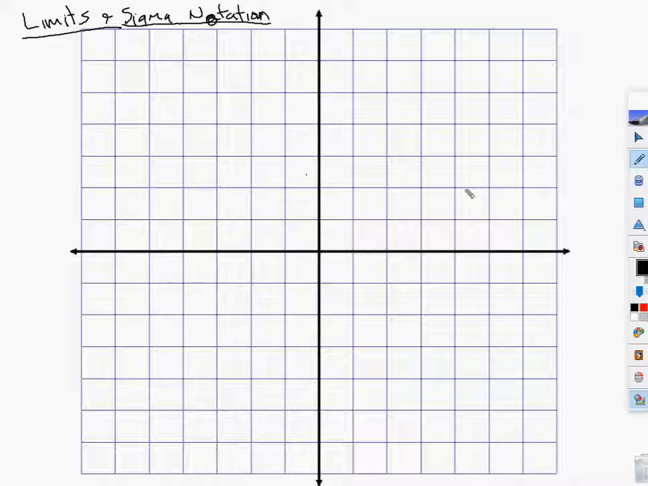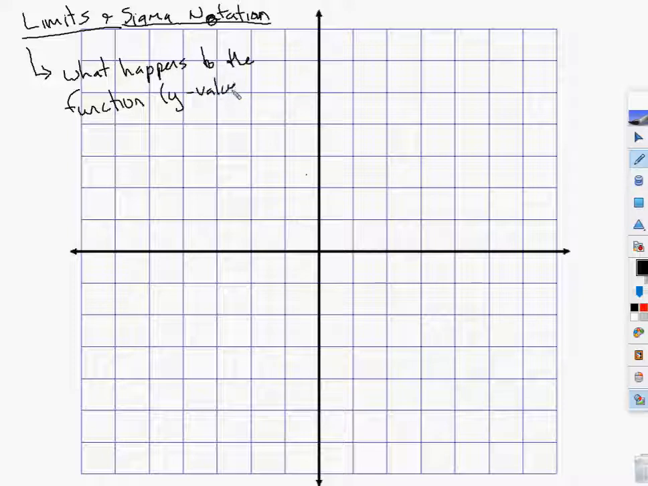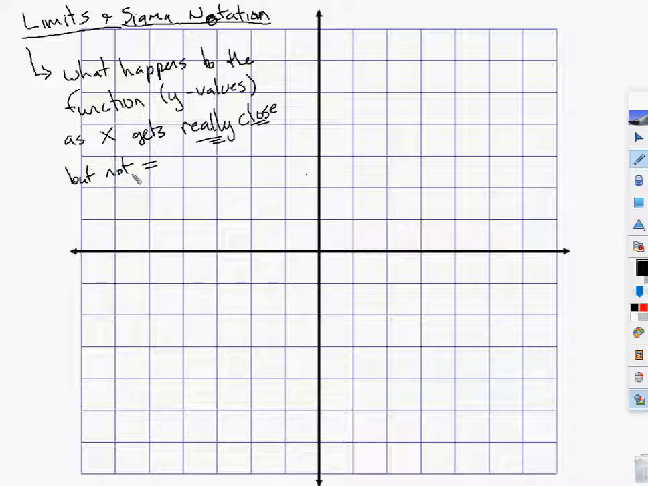All right. Well, what is a limit? Well, when we're thinking about a limit, we're really thinking about what happens to the function. So you could think of this as y. What happens to the y values as x gets really close to something? Like extremely close to it. Really, really close. But not equal to. Not necessarily equal to some value.